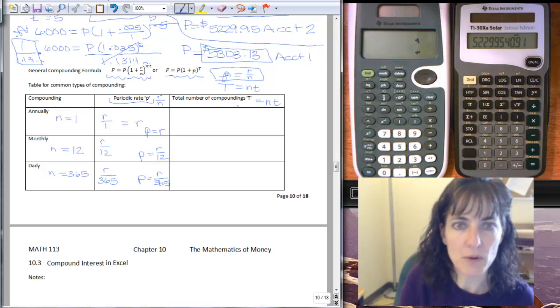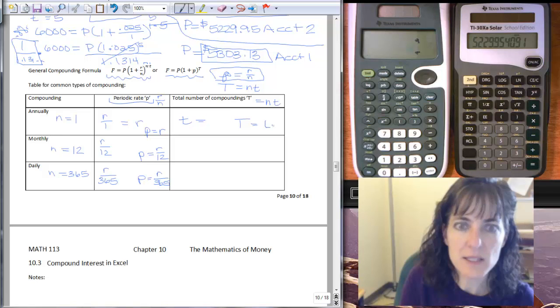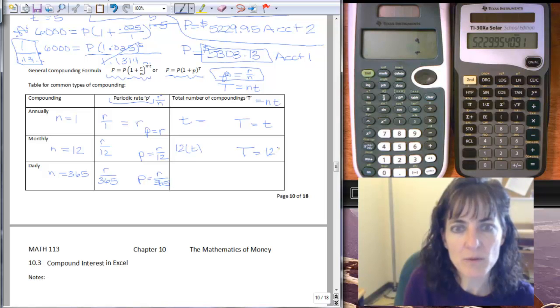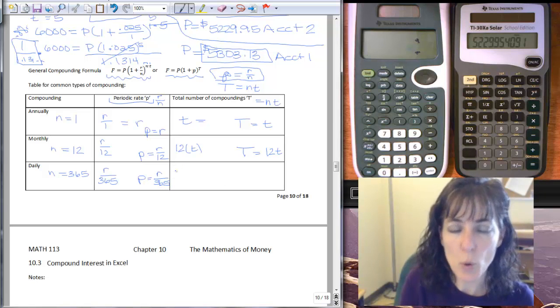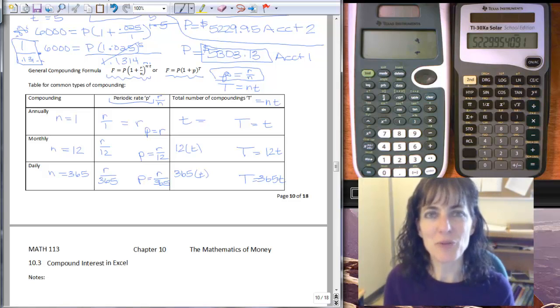So let's look at the number of compoundings then, because that's N times T. So if your N is 1 and you're at annually, then you just have the number of years, little t. So that's going to be our big T is the same thing as our number of years. If it's monthly, we're going to have 12 times the number of years. So our big T is going to be 12 times the number of years. And finally, for daily, the total number of compoundings, that's going to be 365 times however many years. So our big T is going to be 365 times the number of years.